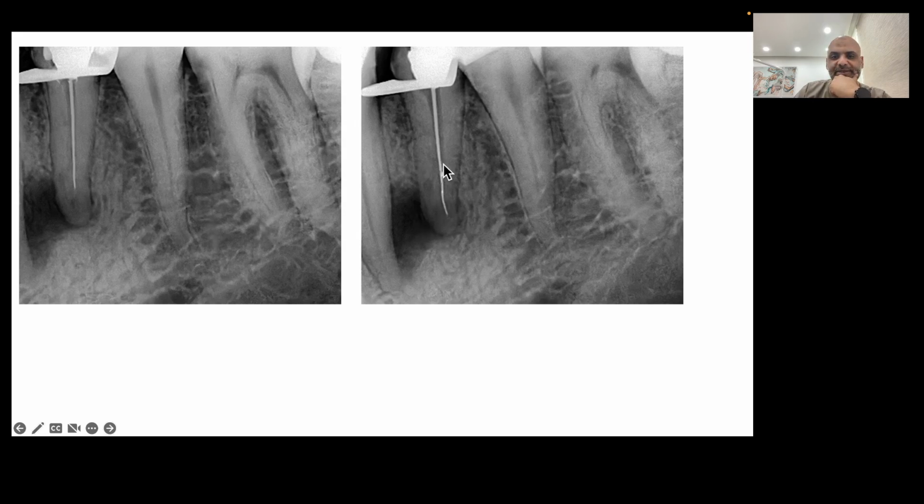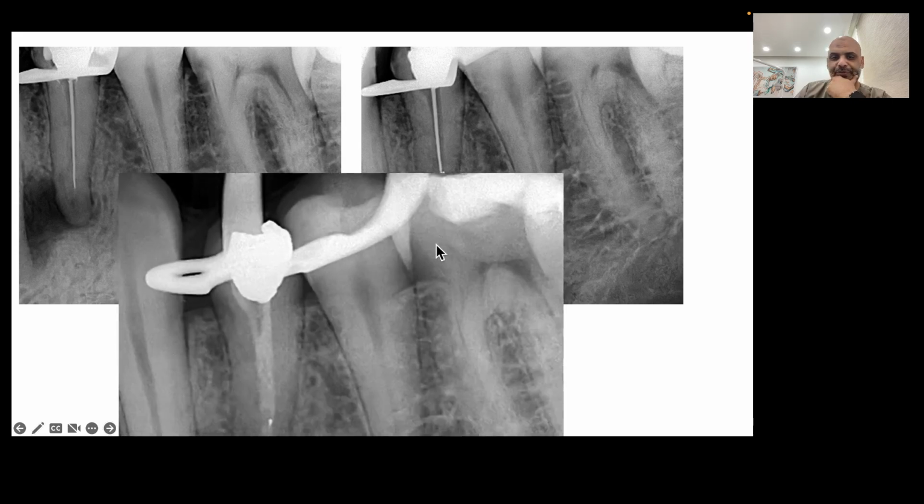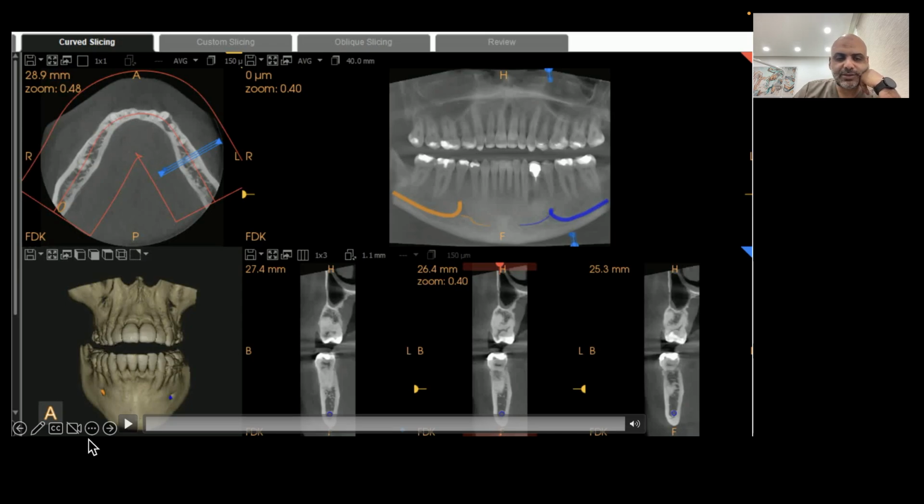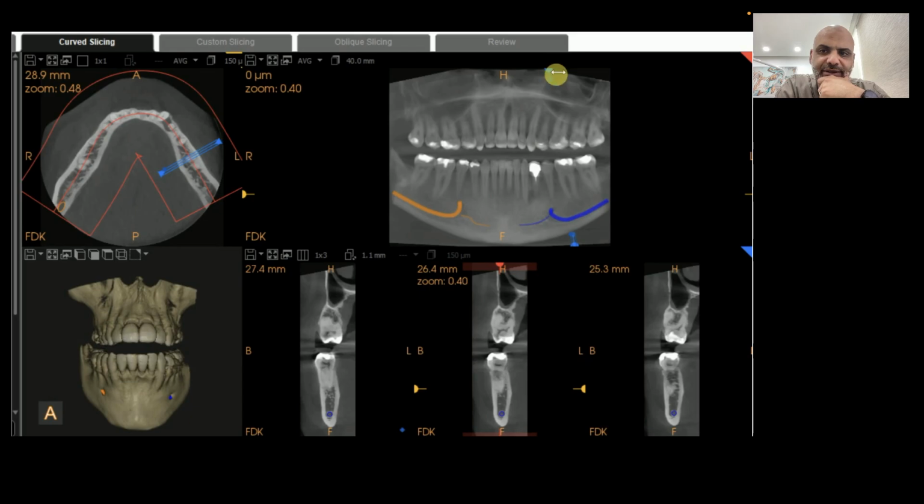We could bypass it by pre-curving the file, but the curvature was quite big. There's a site of resorption here and a lesion, so we placed calcium hydroxide, and this is, I think, at the time of operation. And this is the CBCT for the case. So we go again with our curved slice.